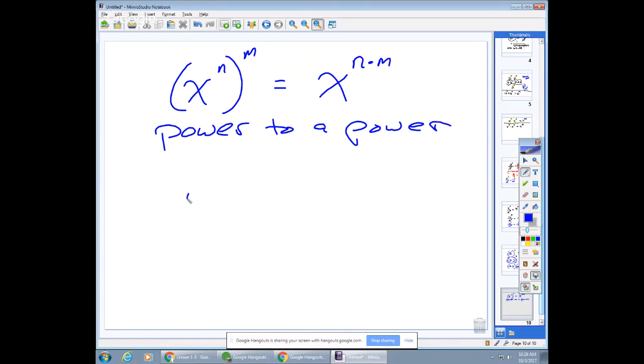So if I had a number like 10 to the 12th power, and then I raise that whole thing to the 3rd power, what power of 10 do I really have here? 10 to the 36th power, yeah.